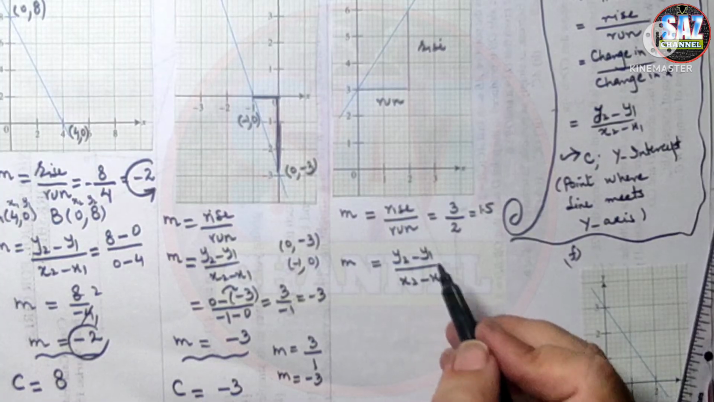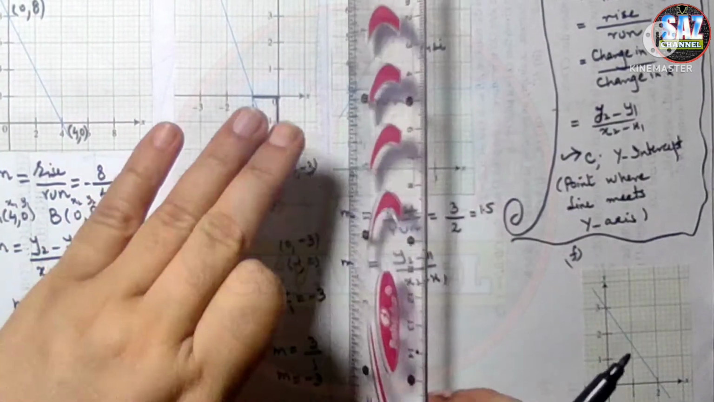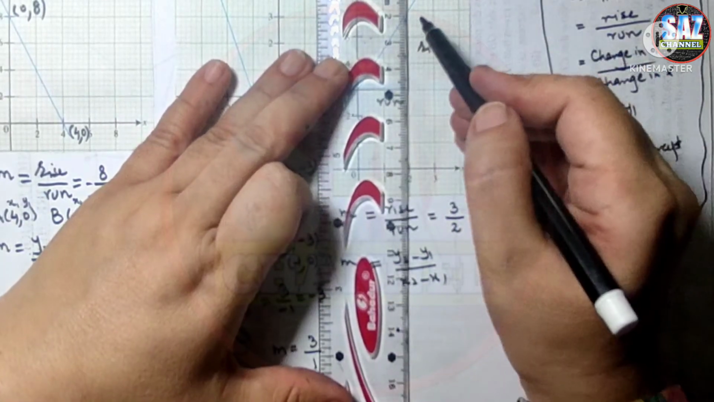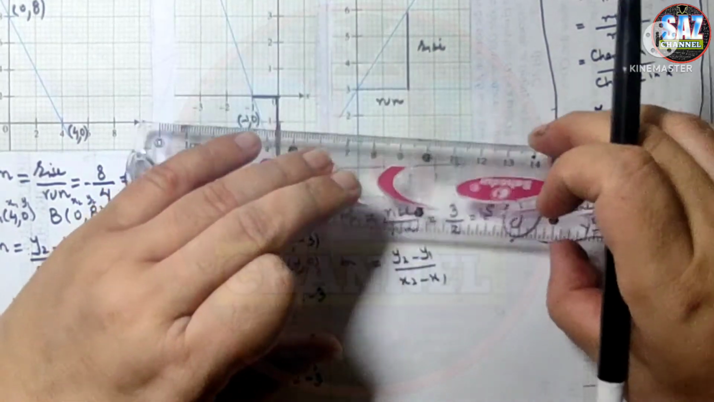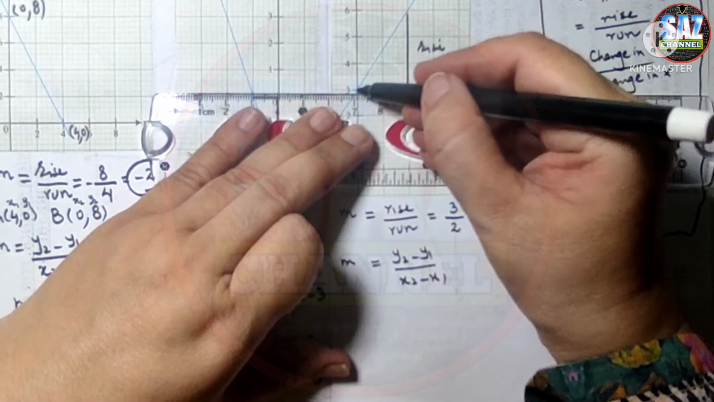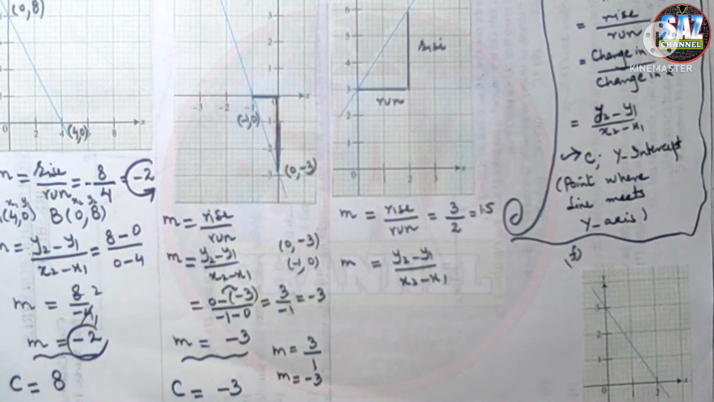Now let's confirm the gradient with the help of the formula by taking any 2 points, x2 minus x1. Students, it's up to you. At this junior level, at class 8 level, you can either go graphically or you can apply the concept of the gradient by using the formula by taking any 2 points.